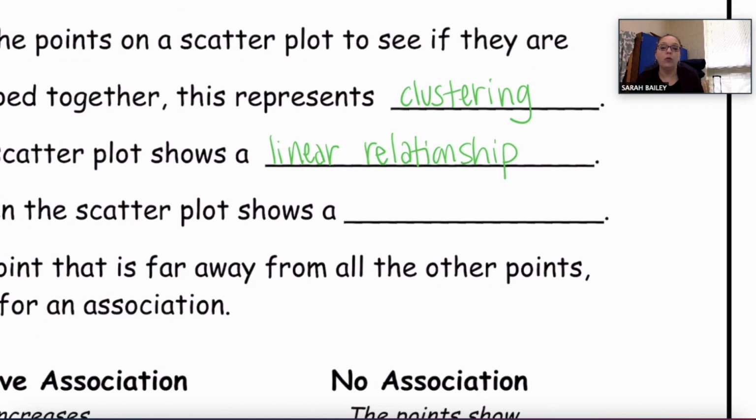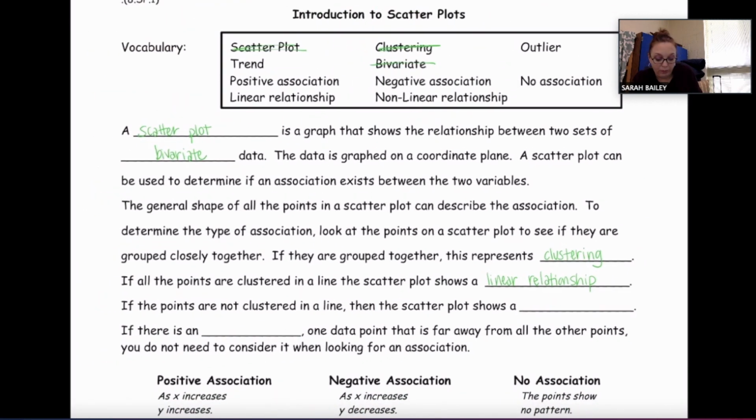So if all the points kind of cluster together to pretty much make a line, we say that is linear, making a linear relationship. If the points are not clustered in a line, then the scatter plot shows a non-linear relationship.